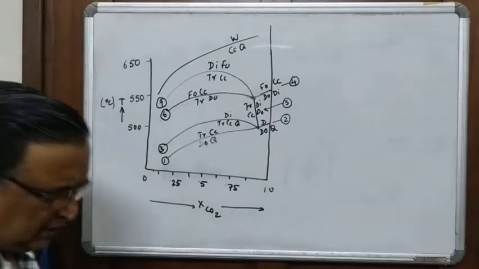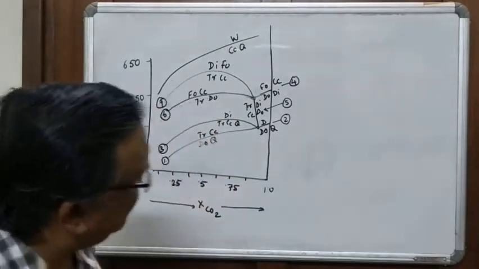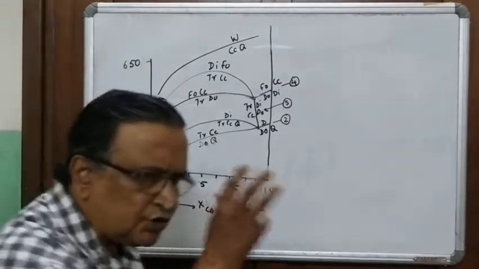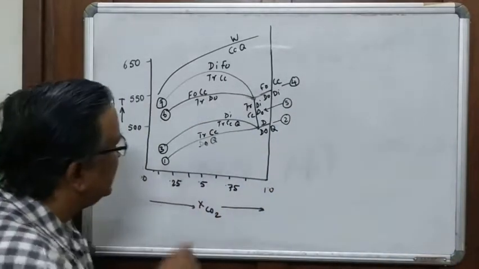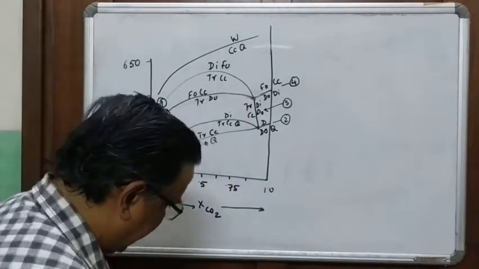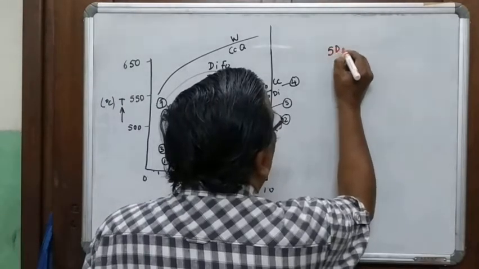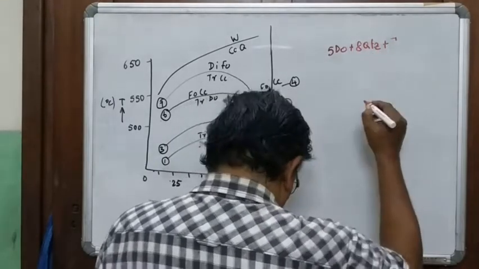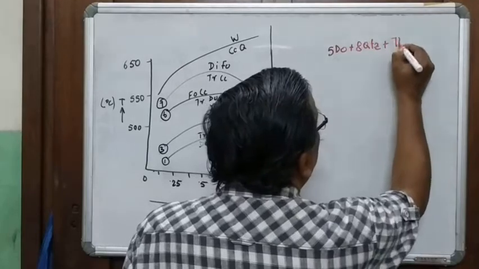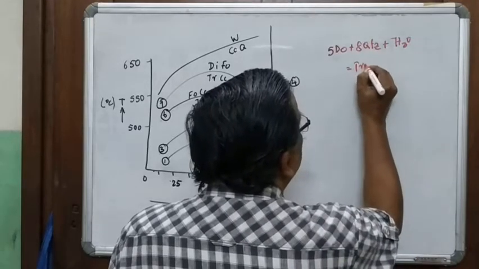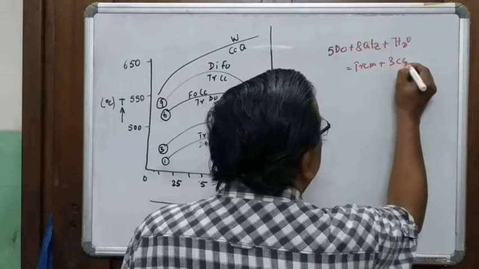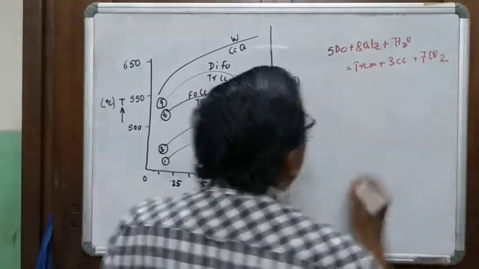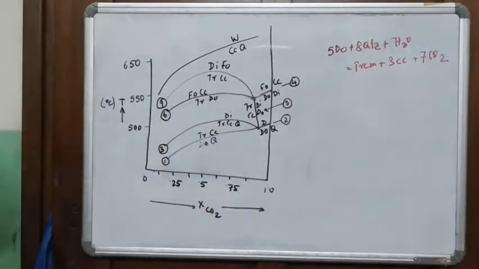Now, I will introduce you to this closed system metamorphism, when it happens. Say, for example, once again, I will just write this reaction: 5 dolomite plus 8 quartz plus H2O is equal to tremolite plus 3 calcite plus 7 CO2. This is what the reaction is.